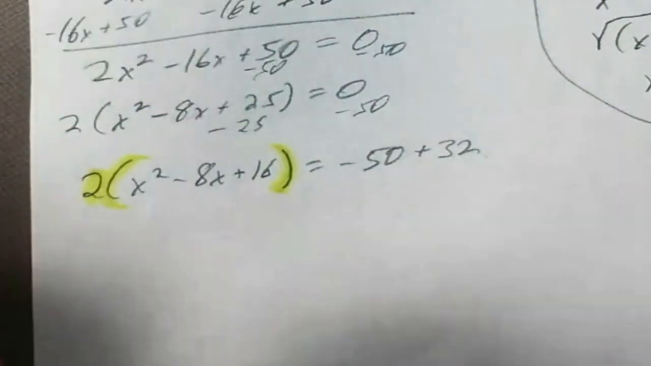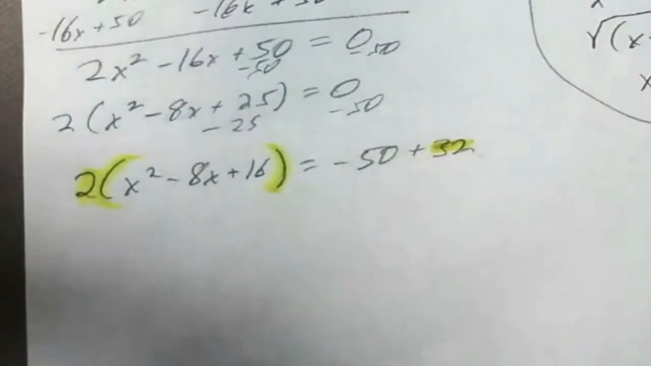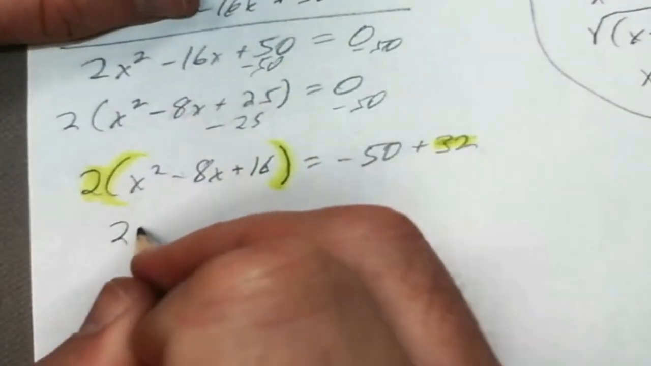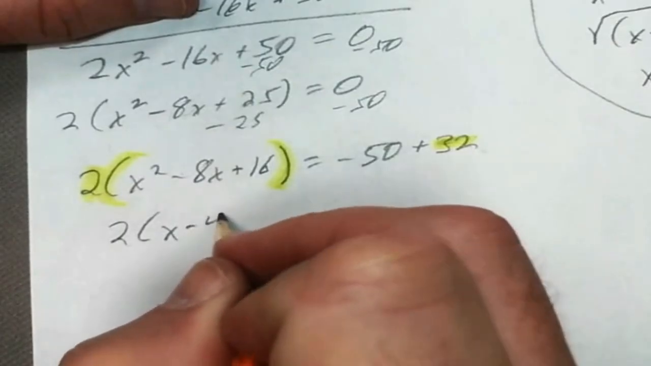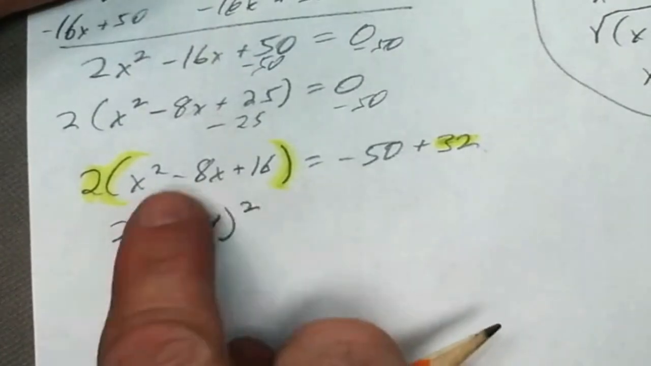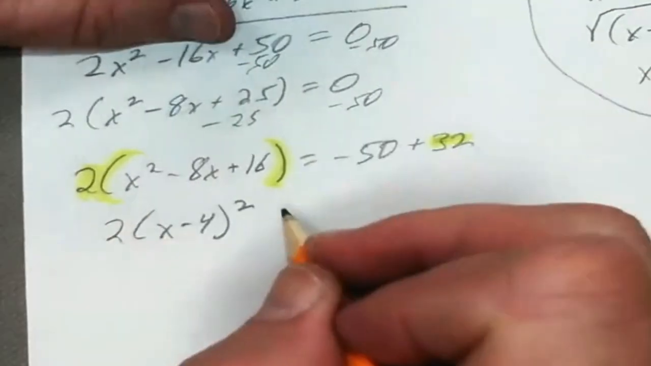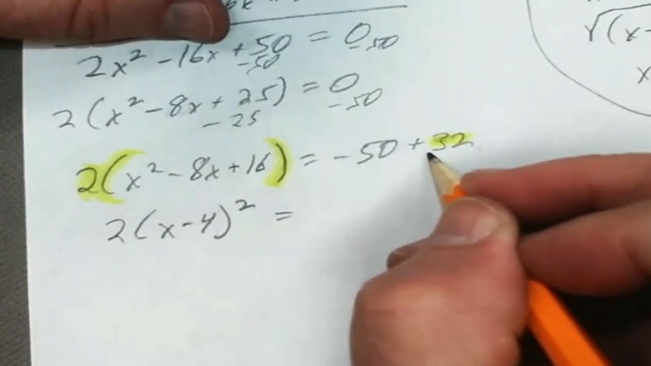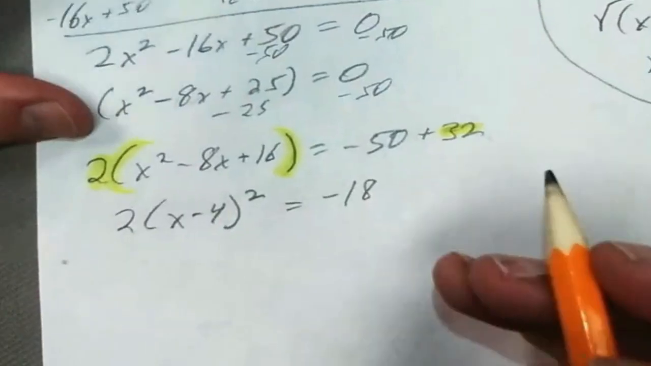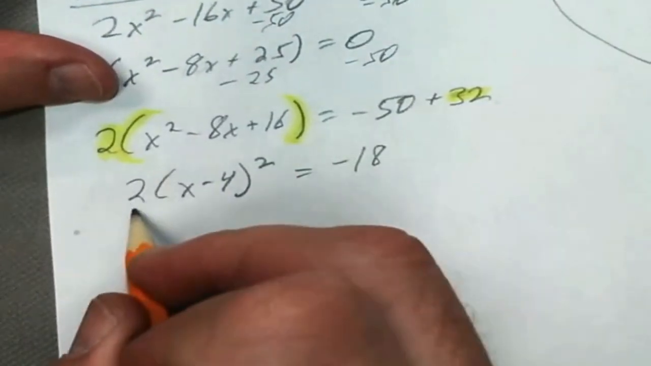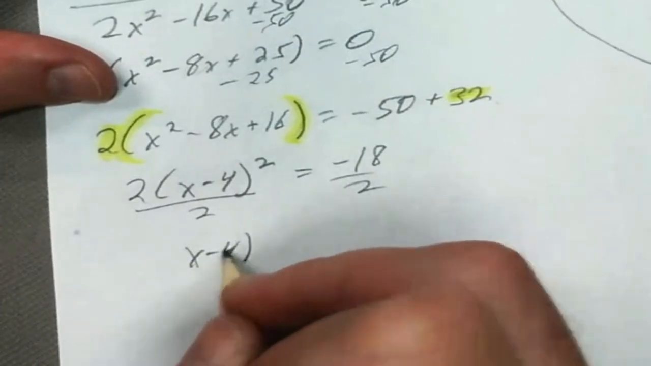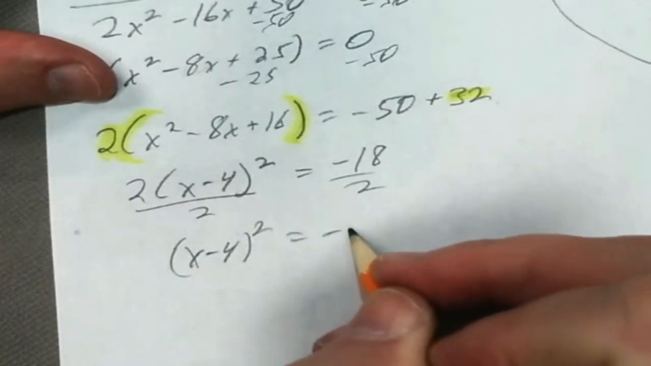So let me highlight to show that that goes together. That's why we added 32. It's because of this parentheses. So now we know this is x minus 4 squared because we created that. We made this a perfect square trinomial, and this is the factors. Negative 50 plus 32 is negative 18. Okay, now we just need to solve this. First thing is divide by 2. x minus 4 squared equals negative 9.